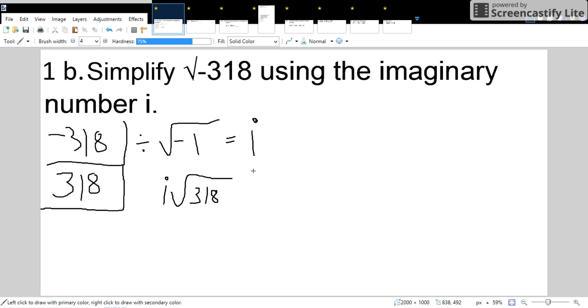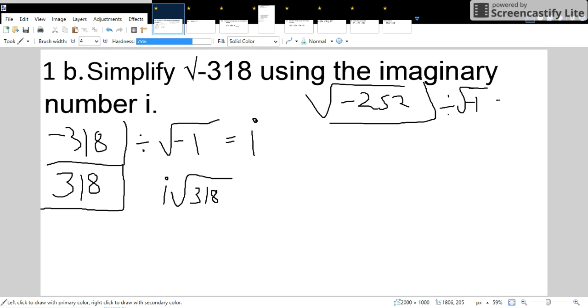Now if we tried another example that's like this one, except we have more perfect squares, let's just go ahead and try the square root of negative 252. So again, it has a negative sign, so we could divide out a perfect square of square root of negative 1. And again, that's i. Divide that out. You have 252 left.